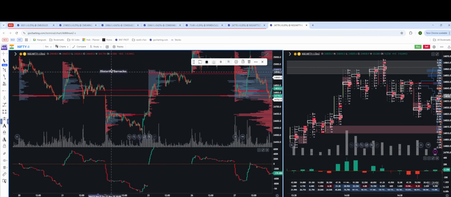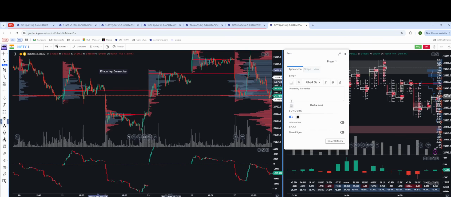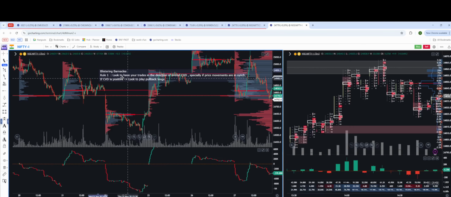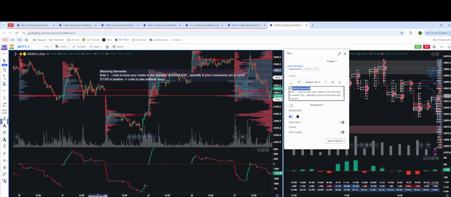You know where blistering barnacles is coming from, right? So rule number one is essentially saying that, okay, just a second.